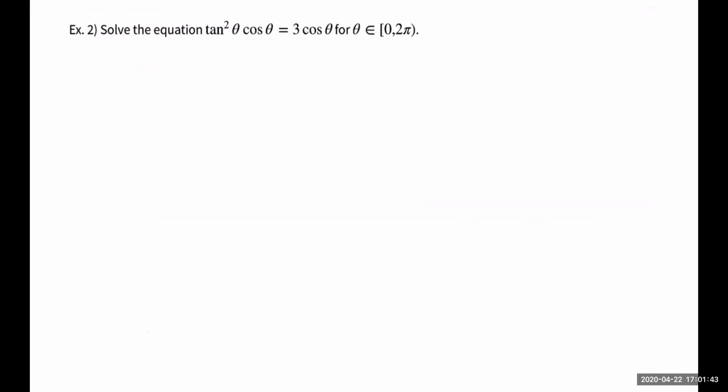on example 2. Right, solve the equation tangent squared of theta. Remember that this notation right here is telling us the same thing as tangent of theta quantity squared, right? You're squaring the entire tangent function, not just theta. Tangent squared theta. All right, so we're going to be solving this equation of tangent squared theta cosine theta is equal to 3 cosine theta.